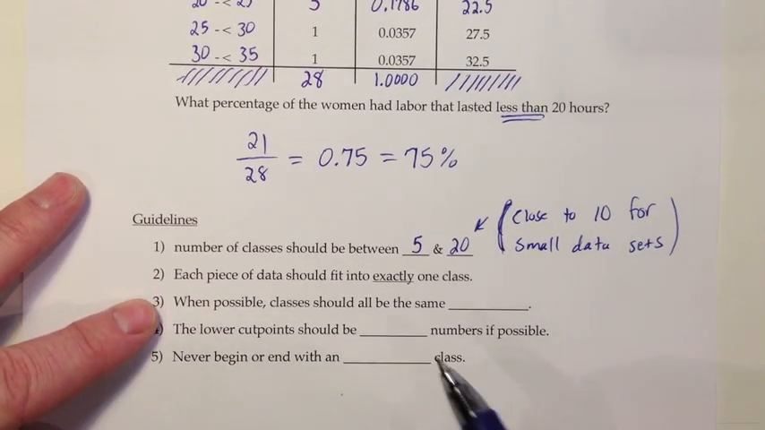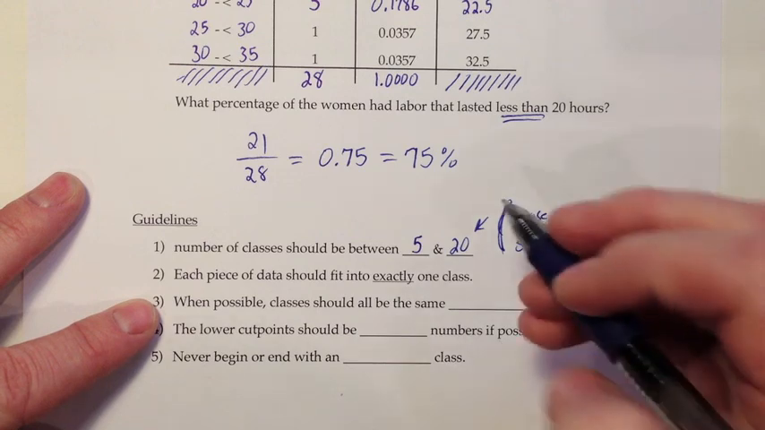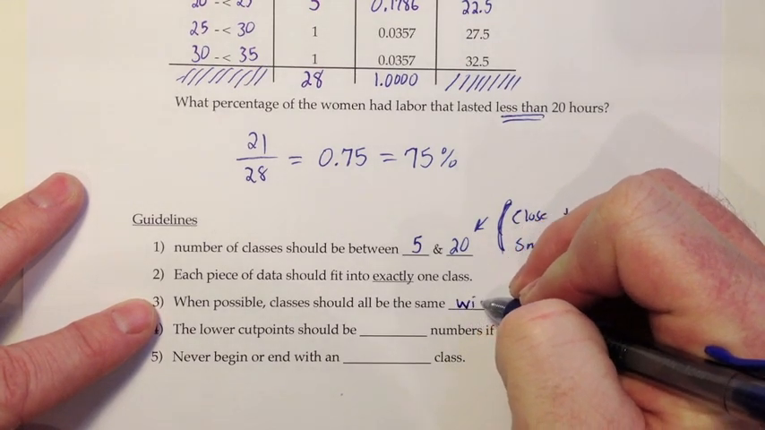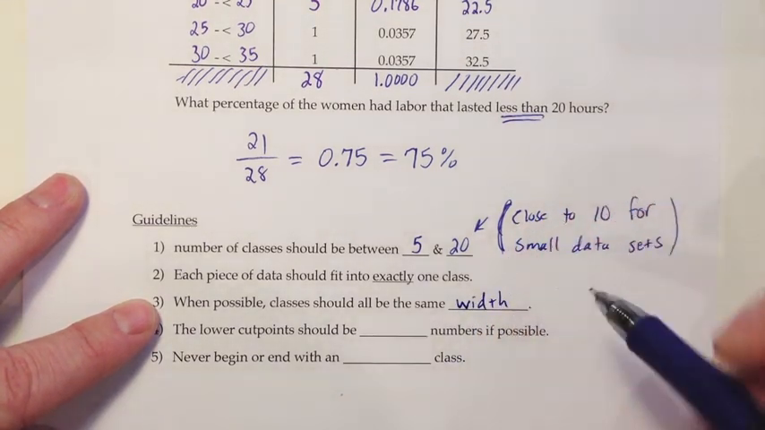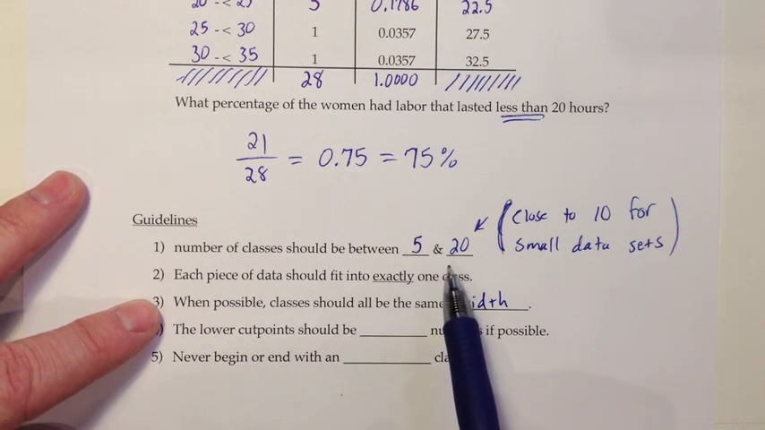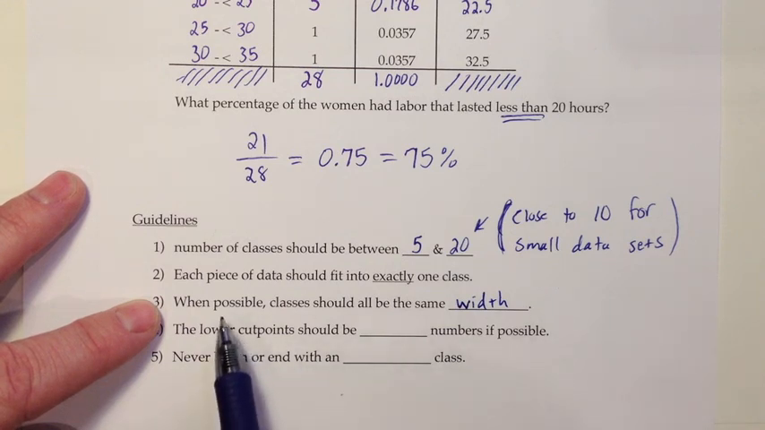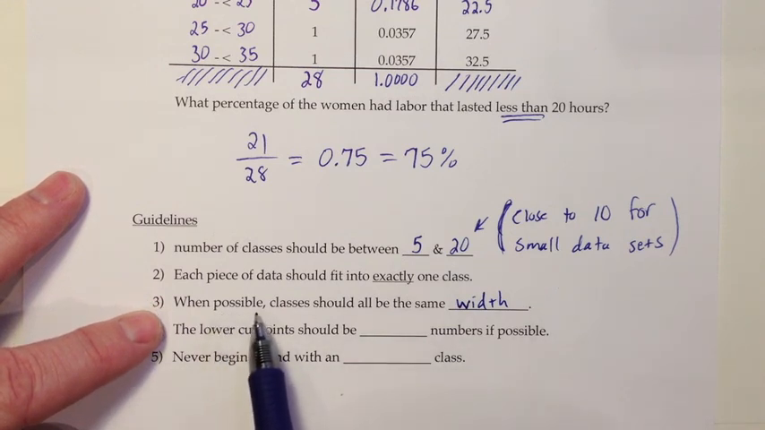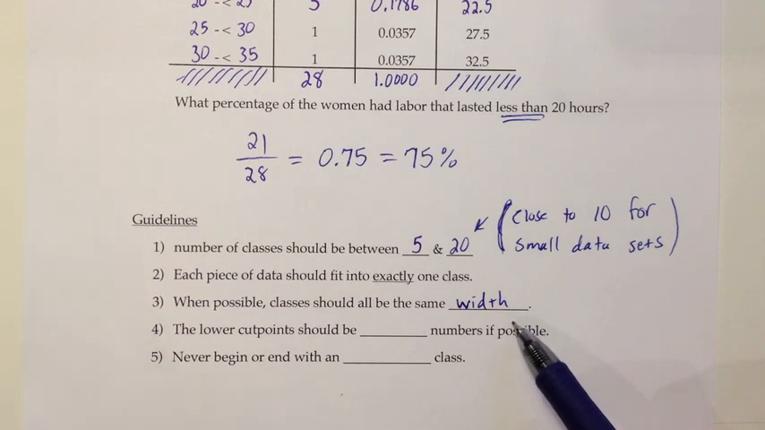When it's possible, classes should all be the same width. And again, when I lectured on this last, I actually told people, it's technically always possible to use the same width, but that might cause you to violate this or to have some kind of terrible grouping. So it's maybe smarter to say when practical, the classes should all be the same width.